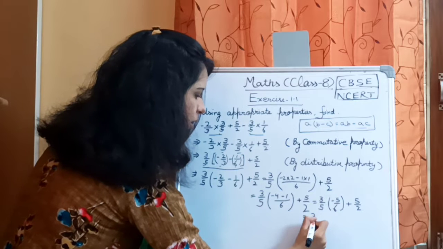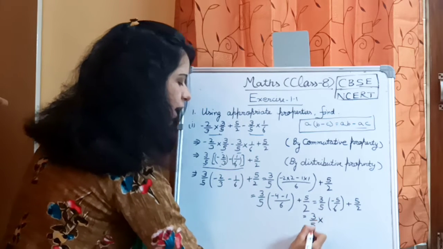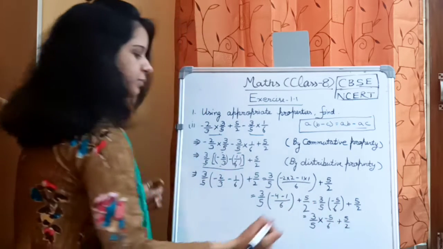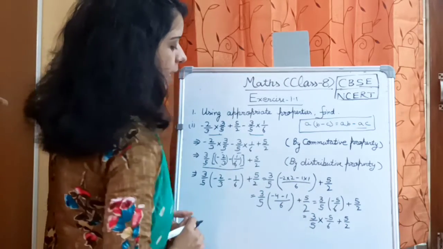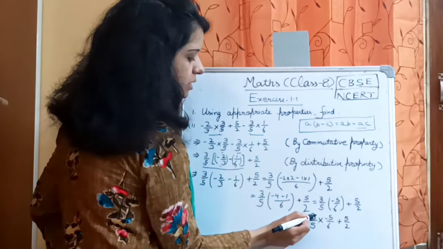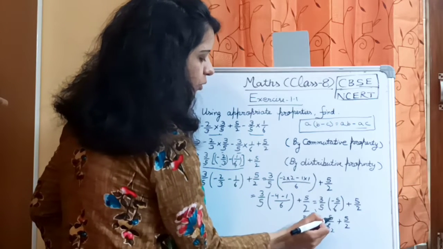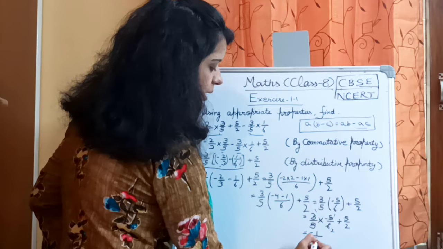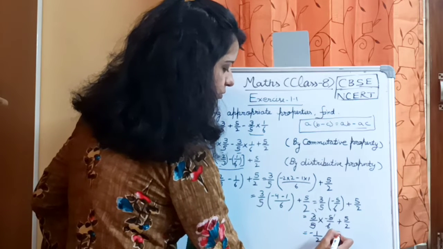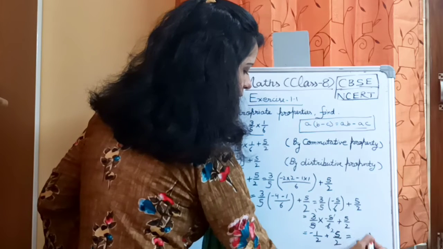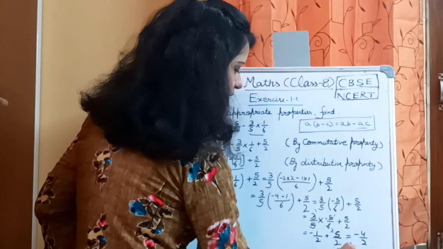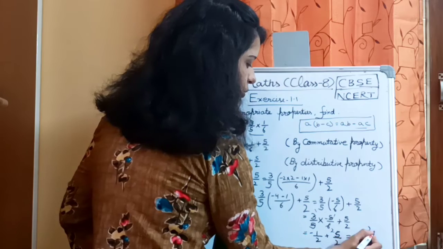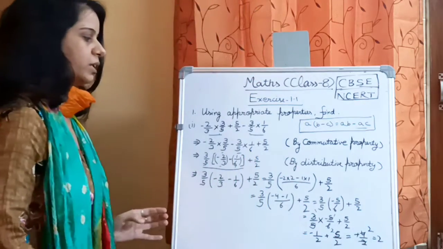Now we can write it as 3 upon 5 multiplied by minus 5 upon 6 plus 5 upon 2. Because we have multiplication sign here, so we can cut it like this. 3 ones are 3, 3 twos are 6, 5 ones are 5. Okay. After solving it, we'll get minus 1 upon 2 plus 5 upon 2, and minus 1 plus 5 will get plus 4 upon 2, and 2 twos are 4. Here is our answer. 2 is our answer.